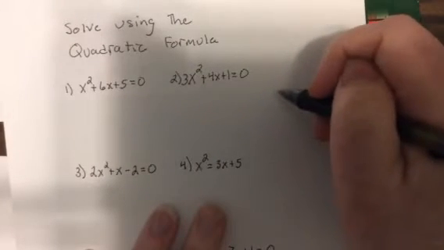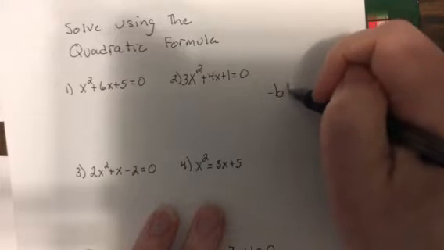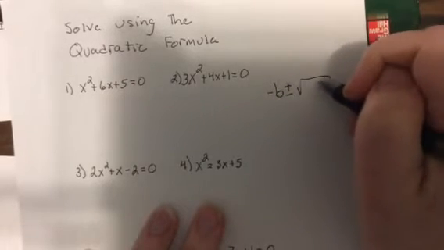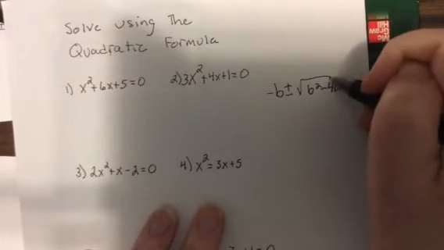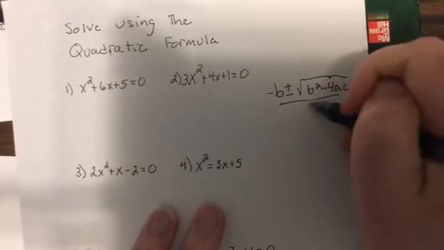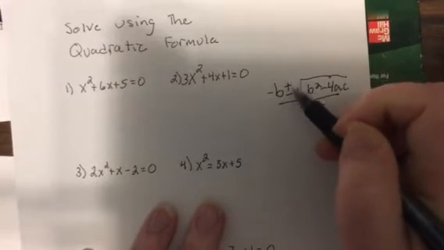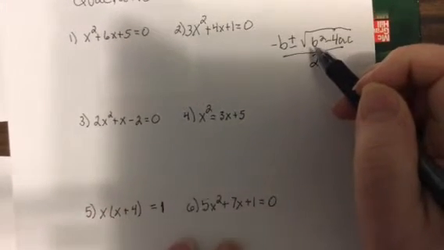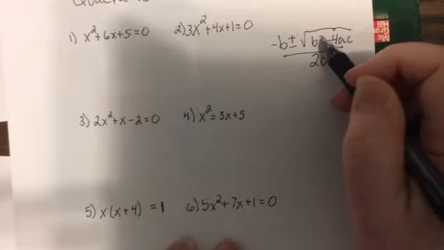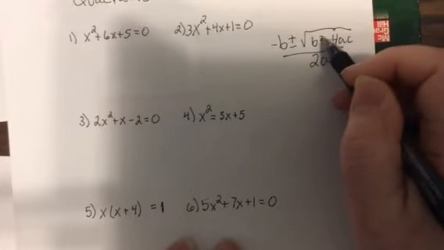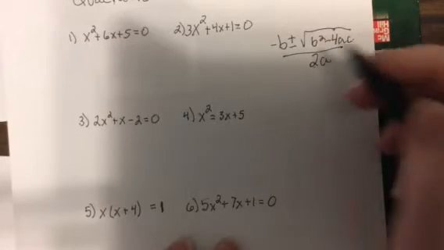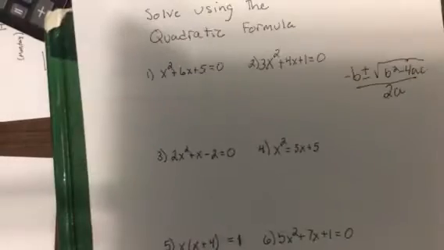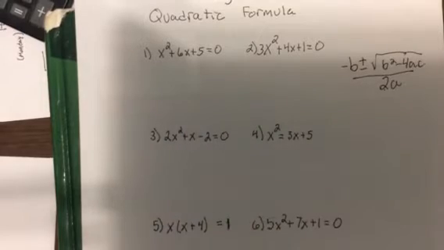Anyways, we're working with the quadratic formula, a very important formula. Here it is: negative b plus or minus the square root of b squared minus 4ac, all over 2a. So we're going to solve these six. I hope you already did.